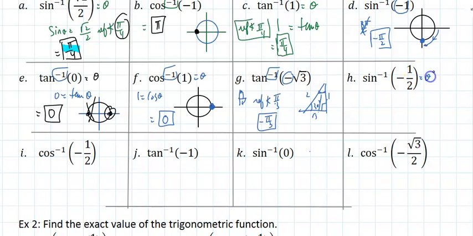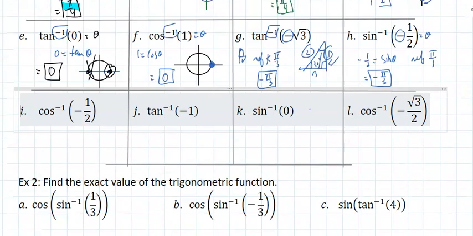If I call this theta, I'm looking for negative 1/2 equal to the sine of theta. Ignore the minus. Look at this triangle. Sine of which angle equals 1/2? Sine of 30. And since it's negative, that's going to be negative pi over 6.